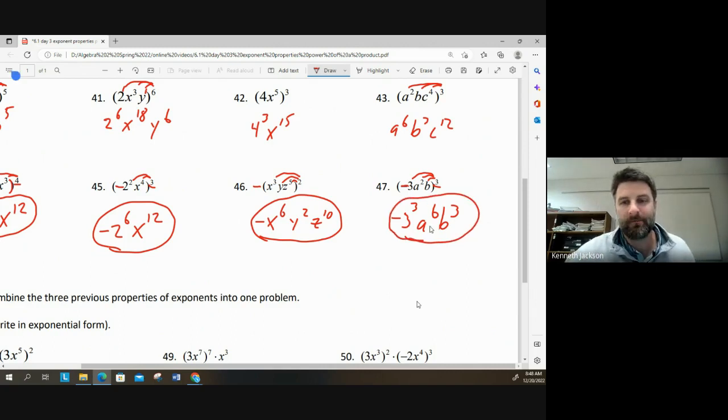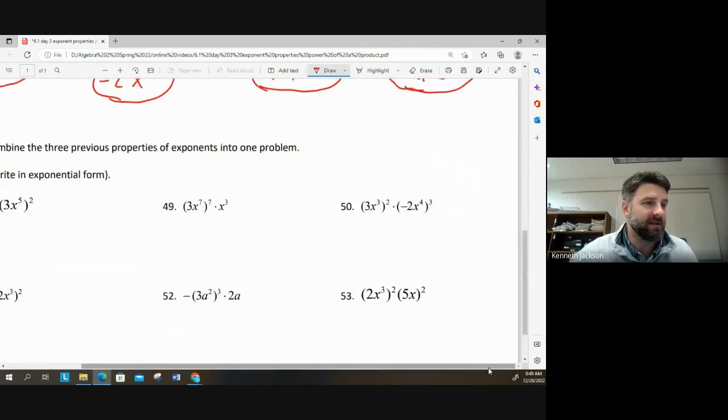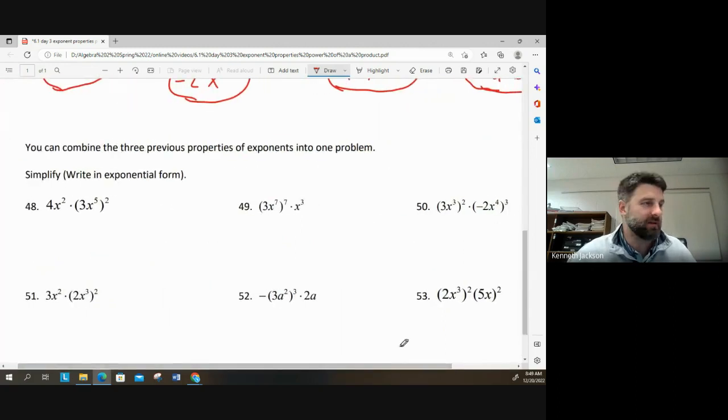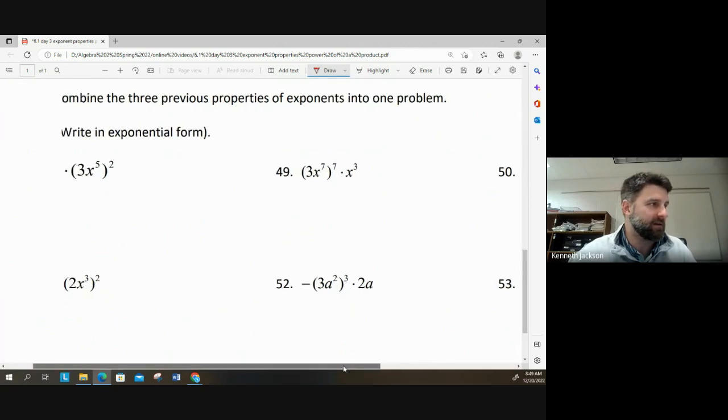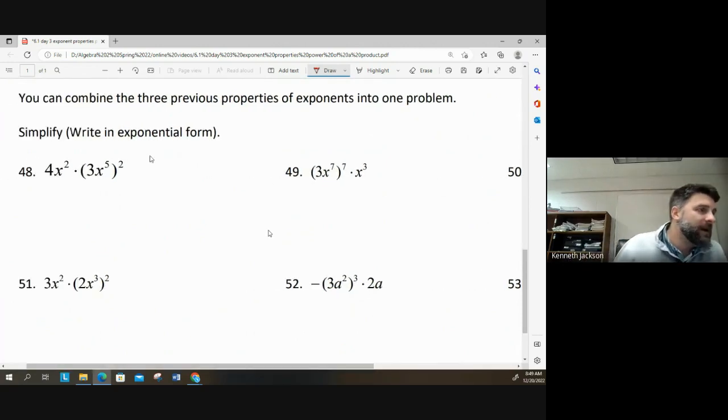Now we can take each of these rules, the first 3 rules, and put them in the same problem and see what we can come up with. So we'll do the top 3 here on number 48. So what I have in my first term is 4x squared. And now I need to clean up this set of parentheses. So I multiply the exponents. That's 3 squared x to the 10th. Well, 3 squared is 9. 3 times 3 is 9, x to the 10th.